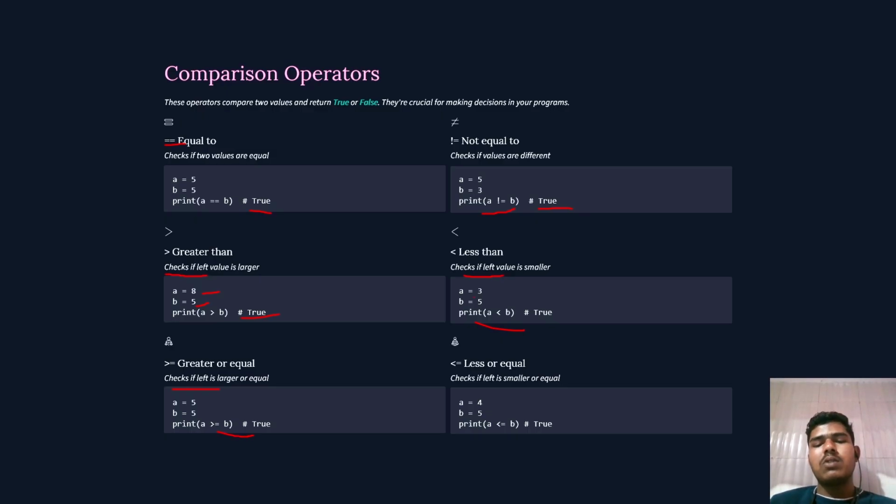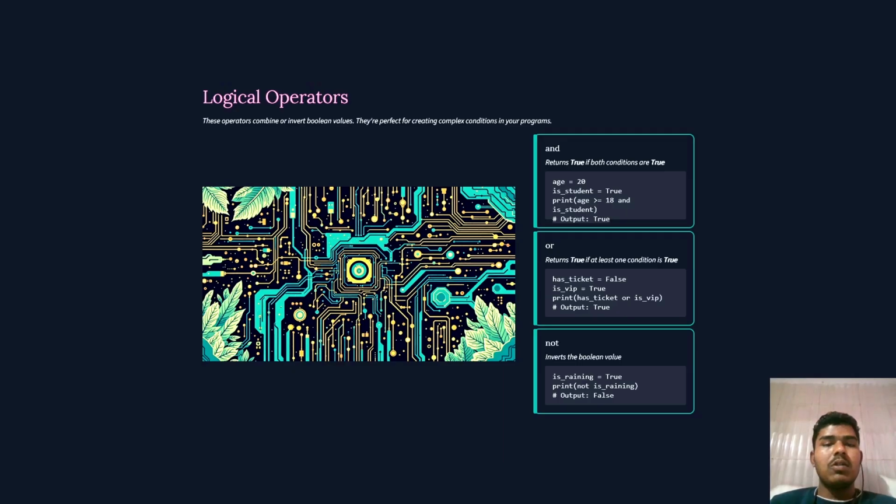And sixth one is less or equal. Checks if left is smaller or equal. A is equal to 4 or B is equal to 5. Print A is less than or equal to B. The condition is true because A is equal to 4 and B is equal to 5. So then we go to the third one, that is logical operator.